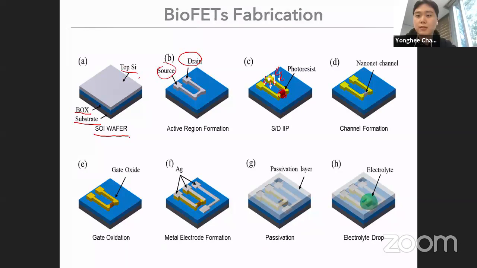And then remove the photoresist on the channel and conduct surface functionalization, like making antibodies on the channel, and deposit oxide and metal on the source and drain regions. And lastly, deposit a passivation layer, which plays the role of a protection layer. After fabricating the chip, drop electrolyte on it to use it in a lab.